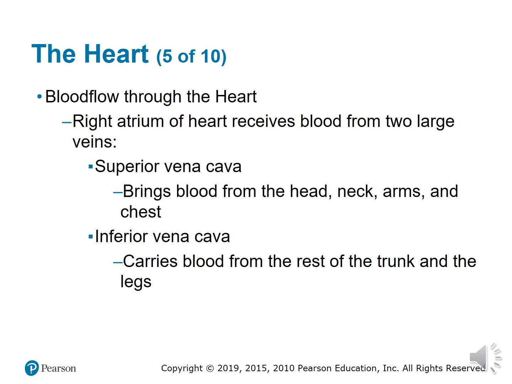Blood flow through the heart. The right atrium of the heart receives blood from two large veins. The superior vena cava brings blood from the head, neck, arms, and chest. The inferior vena cava carries blood from the rest of the trunk and the legs.